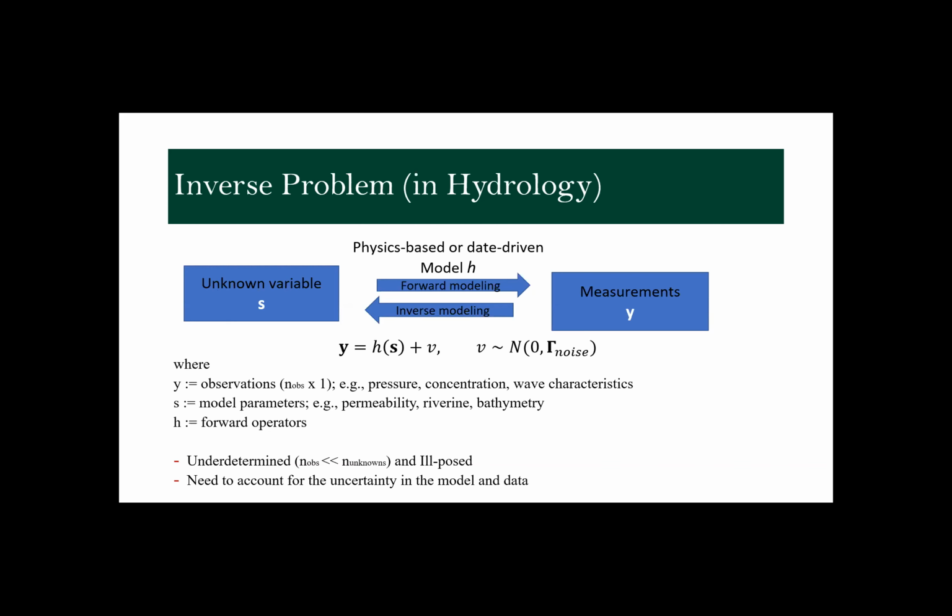In reality, this is not possible because you have imperfect technology, and the model itself is not perfect. So usually you have some kind of noisy measurement, like pressure, concentration, wave characteristics, riverine velocity. Then you try to use these observations to estimate these coefficients. Once you have these coefficients, you can do some kind of prediction and forecast for future purposes. The problem of this inverse problem, why is it hard?